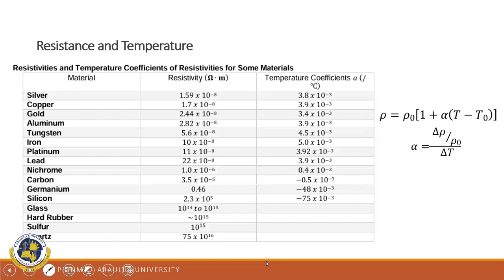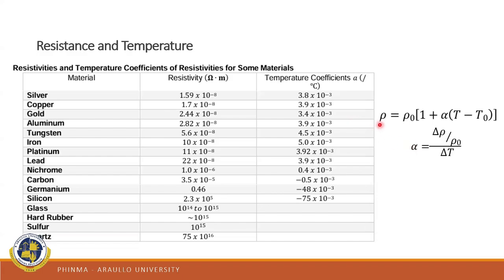For resistance and temperature, meron tayong table dito wherein yung material ay nakalista dito. We have silver, copper, gold, and others. Meron silang tigitiisa na value ng resistivity, which is ohm meter, and then temperature coefficients, o parang alpha yan. Ang unit niya is per degree Celsius. So we have here formula ng ating resistivity.